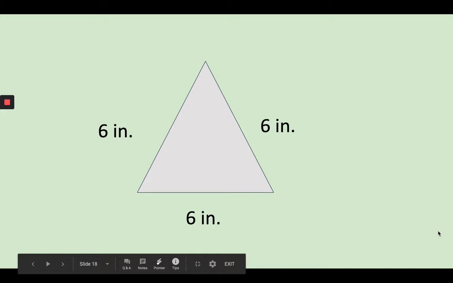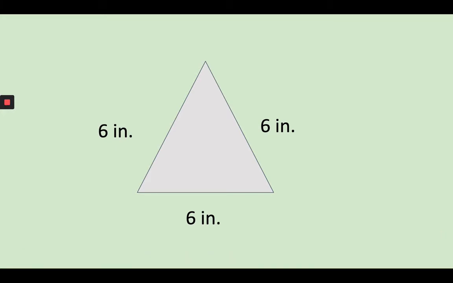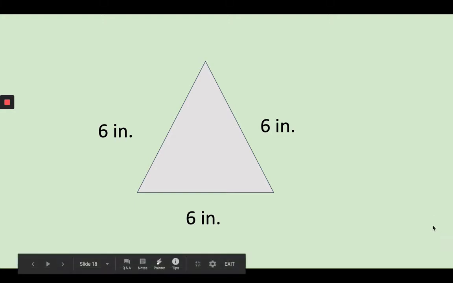Now we have a triangle. A triangle has 3 sides, and here the sides are 6 inches each. So you can say 6 plus 6 plus 6, or you could even say 6 times 3, and you would find the answer of 18 inches.